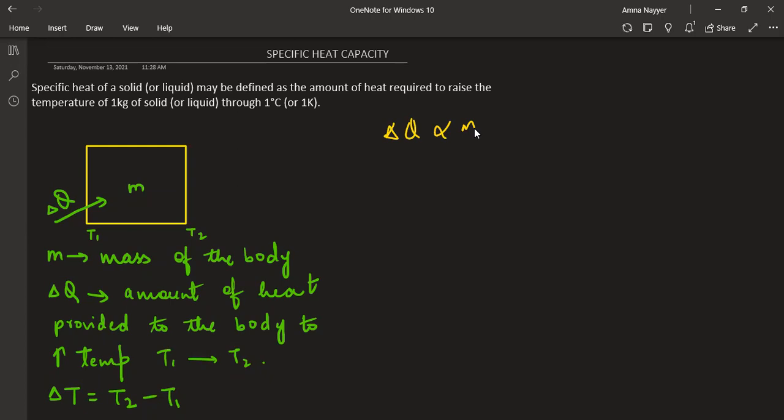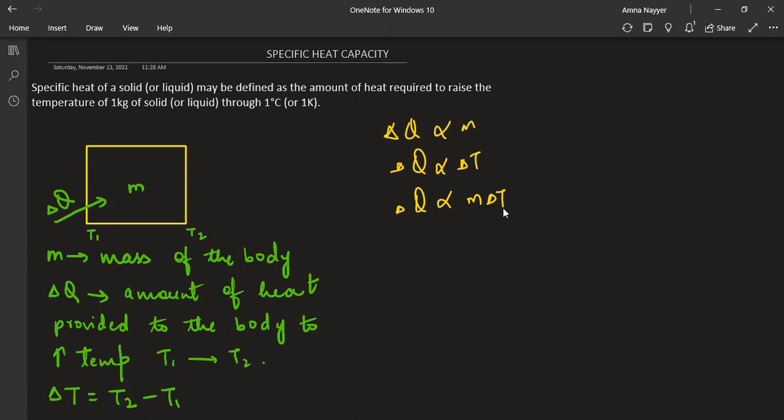So initially there is always one temperature and there is a final temperature. So the temperature difference that is present, delta T, the way we had seen in the case of thermal expansion. So same thing is here also. Delta Q is directly proportional to delta T. So heat change is directly proportional to mass. Heat change is directly proportional to temperature change. Let me combine these two. What do I get? Delta Q is directly proportional to M delta T, right? M is mass, delta T is temperature change.